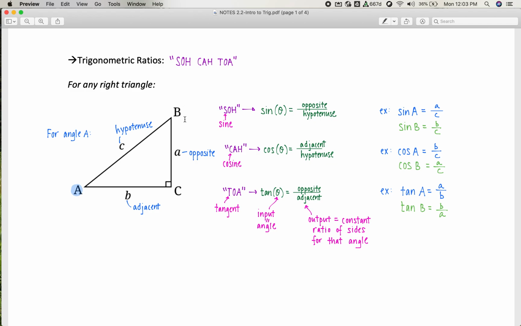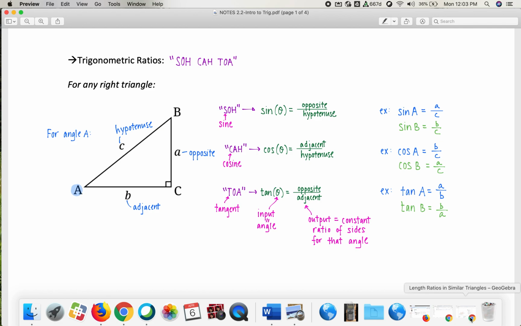But now if I move over here to angle B, now B is my opposite, C is still my hypotenuse, giving me sine of B equals B over C. Notice that the sides that you choose to use depend on the angle that you're using as your point of reference. Okay, you might be wondering, well, don't we have to know how big the triangle is if we're going to talk about this ratio of sides?